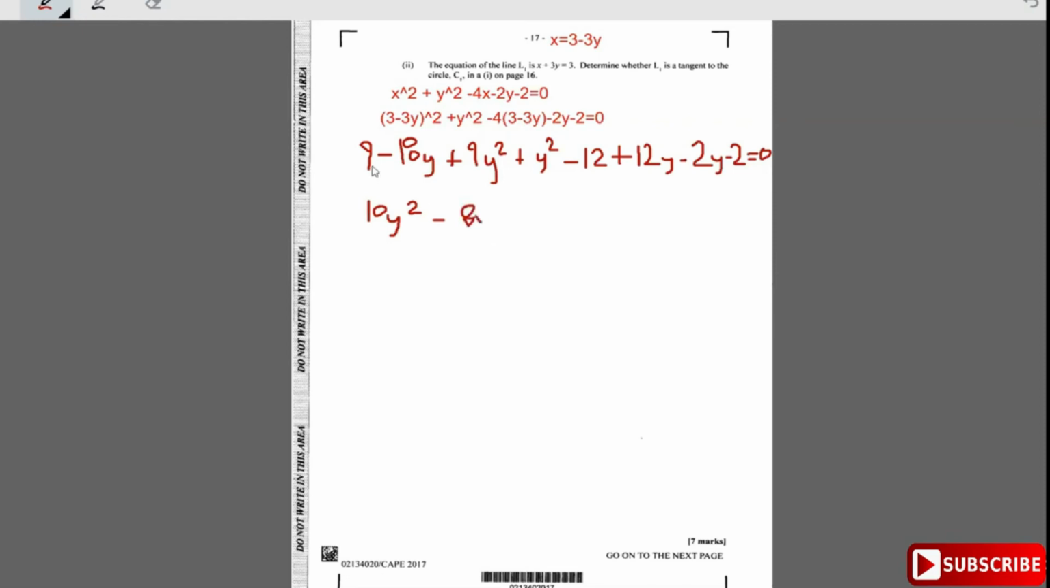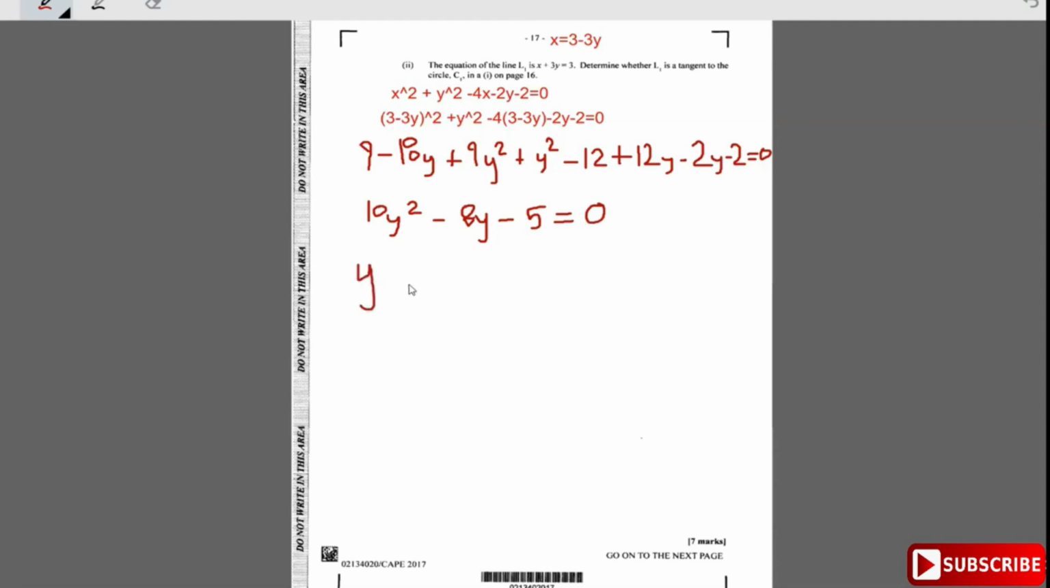And then we have 9 minus 12 is negative 3. Negative 3 minus 2 is negative 5. So we have 10y squared minus 8y minus 5 equal to 0. Whoa, this can't factorize, can it? Can I factorize it easy? When I can't factorize it easily, I'll just go to the quadratic formula.